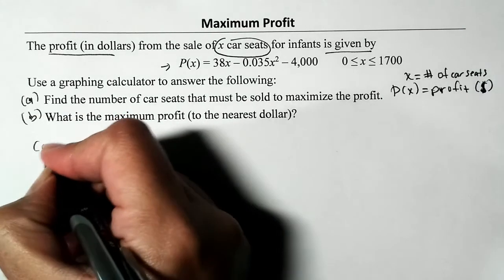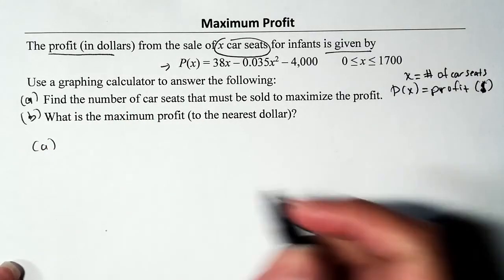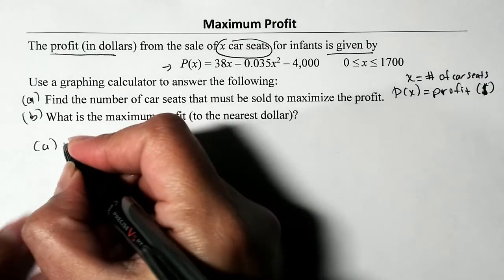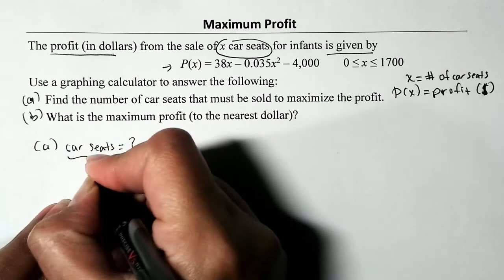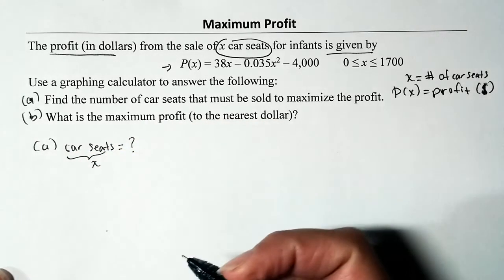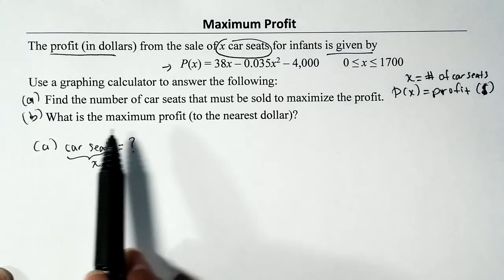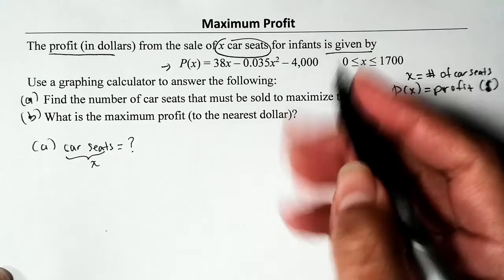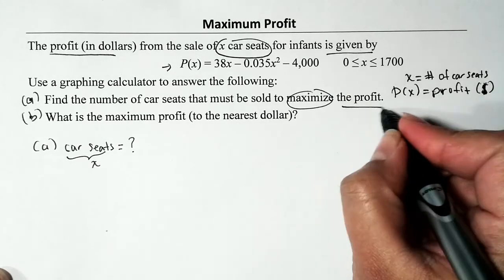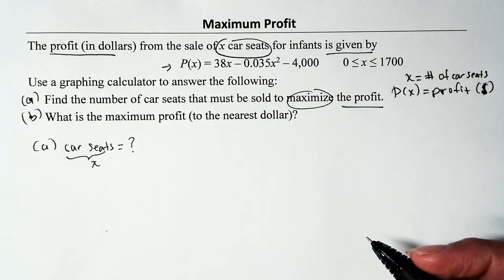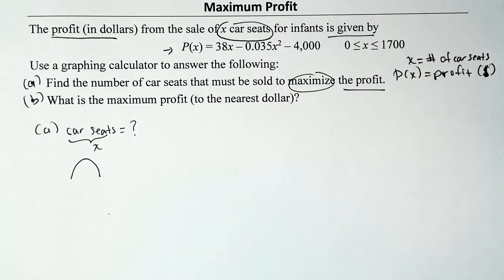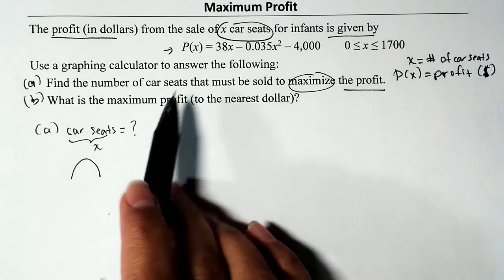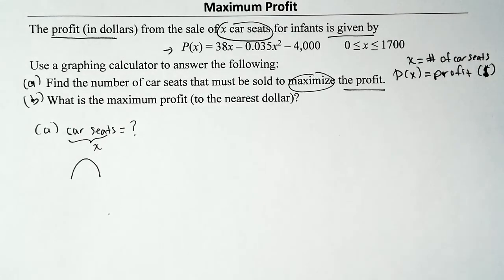So let me just write down my thought process for A. We want to find the number of car seats, so let me put car seats equals question mark. That's my way of writing down, hey, find this. Find the number of car seats that must be sold to maximize the profit. Whenever we want to maximize anything, we need to have a high point. We have to have a maximum value. So let's go ahead and start off by graphing this function.